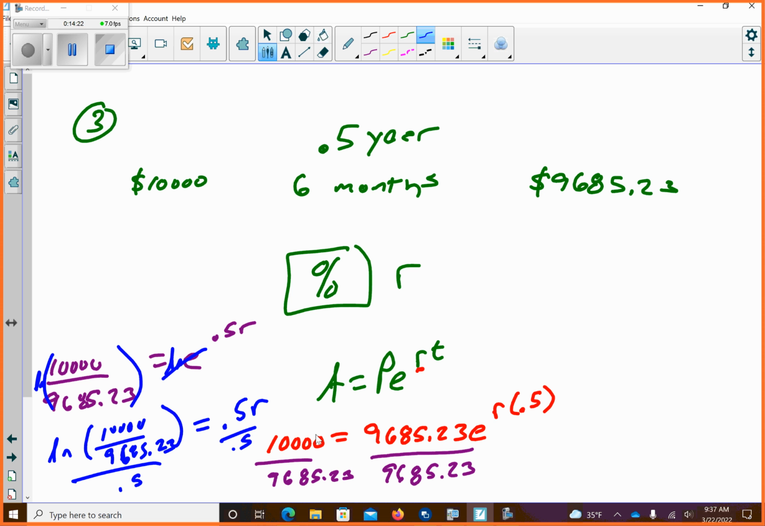So when I say we're going to use Desmos, what we're going to do is we're going to look at our original equation. The 10,000 equals 9685.23 e raised to the 0.5 r. I'm going to graph each side individually. Okay?